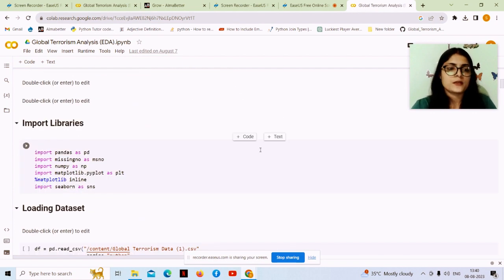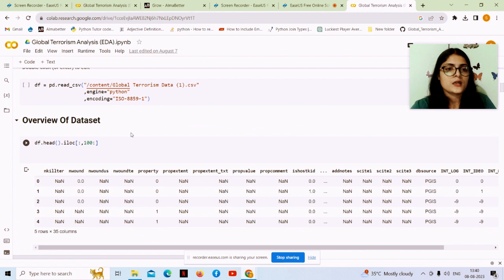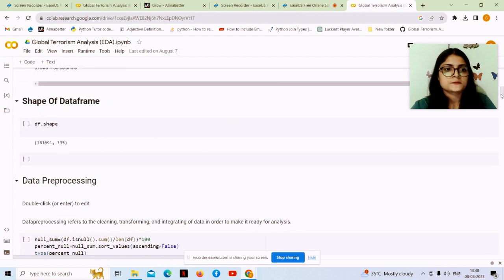Next, I have provided the import libraries: import pandas as pd, numpy as np, seaborn as sns, then loading the dataset. Next, I have provided the overview of the dataset, and then the shape of the data frame. After that, the most important thing is data pre-processing.